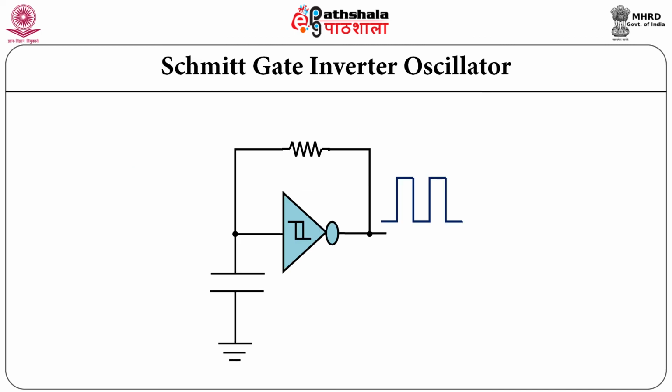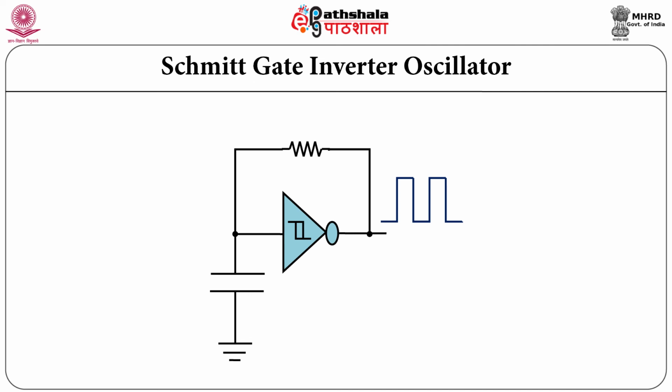Let us consider the application of Schmitt gate. Schmitt inverters are popularly used as oscillators. A simple circuit containing R and C is shown here. This oscillator produces a square wave output waveform. Let us consider initially the capacitor C is fully charged, so that the input of the inverter is low, producing an inverted output which is high.